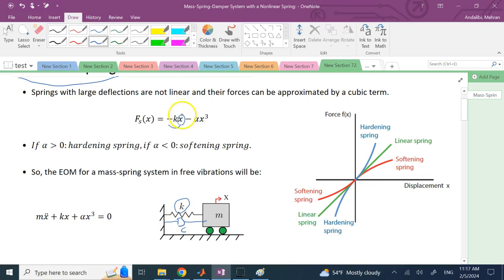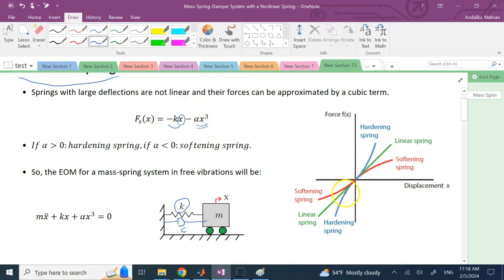Now in reality, none of the springs that we know is perfectly linear for all range of x. If the deflections in the spring are small, then we can approximate it by this linear function, but in reality, most of the time there are nonlinear terms as well, and the force versus displacement graph is not going to be a straight line. Many times you see a cubic term added.